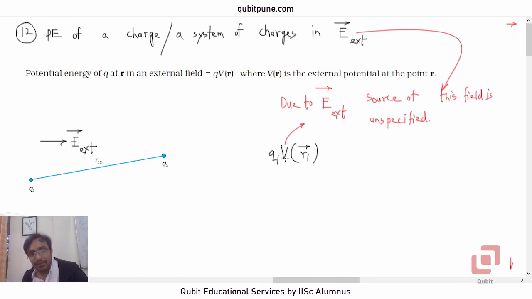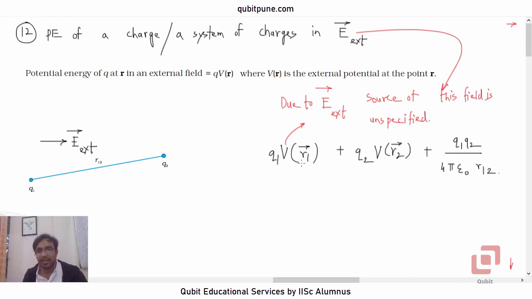But in this case, this V is not due to other charges, but it is actually due to the external electric field whose source is unspecified. Similarly, we must multiply the charge q2 by the potential at the point where q2 is situated. Okay, and after this there will be one more term, which will come because of the charges also experiencing each other's electric field, which is different from the external electric field. So it will be q1 q2 upon 4 pi epsilon naught r12.